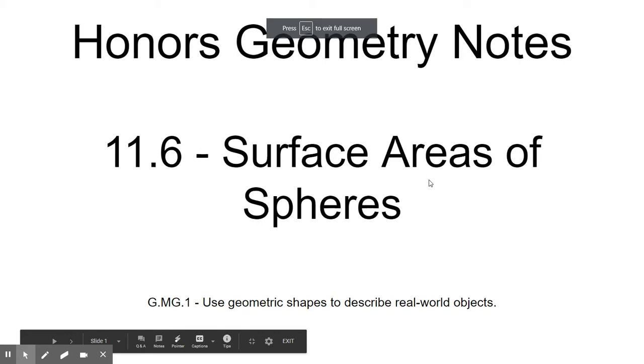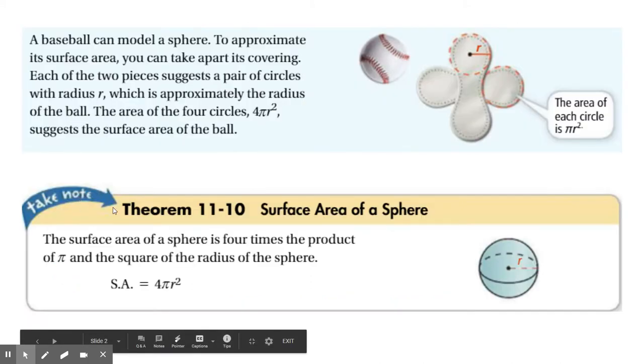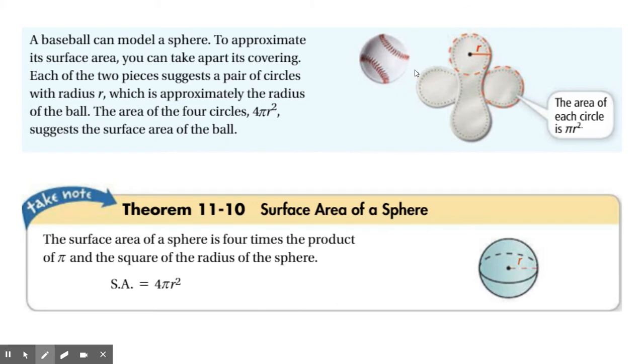All right, honors geometry. As we've been doing, we're going to look at surface area and volumes. Again, honors only. So they have a nice visual for you. If you think of a baseball as a sphere, a baseball is made by two of these shapes stitched together, right? So if you unfold a baseball, you see that it's approximated by four circles.